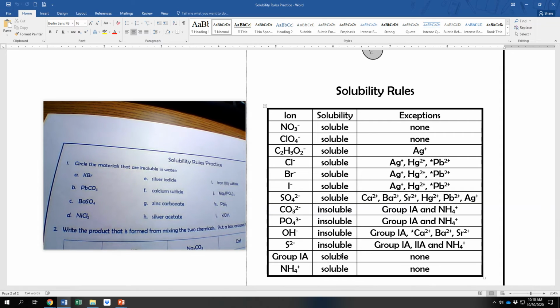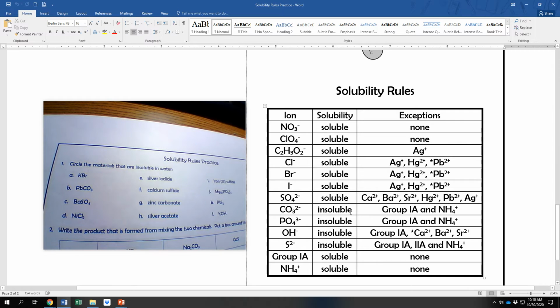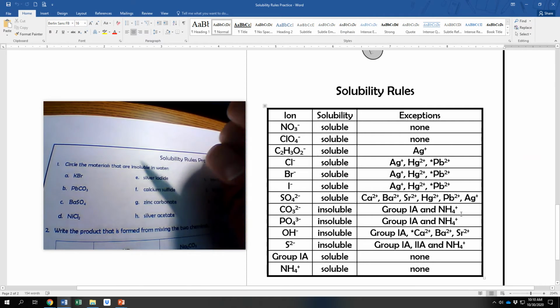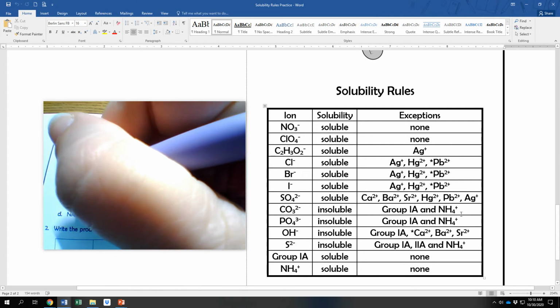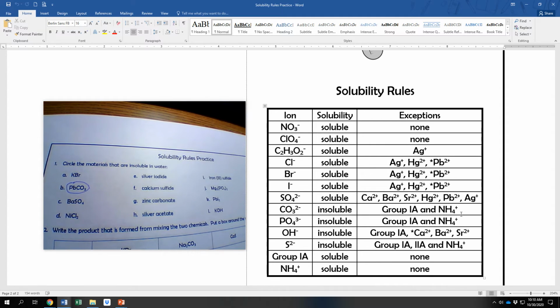Next, letter B, lead 2 carbonate, PbCO3. So we look for CO3, and it says insoluble, except group 1 and ammonia. Well, Pb is not in group 1, so this will stay a solid.